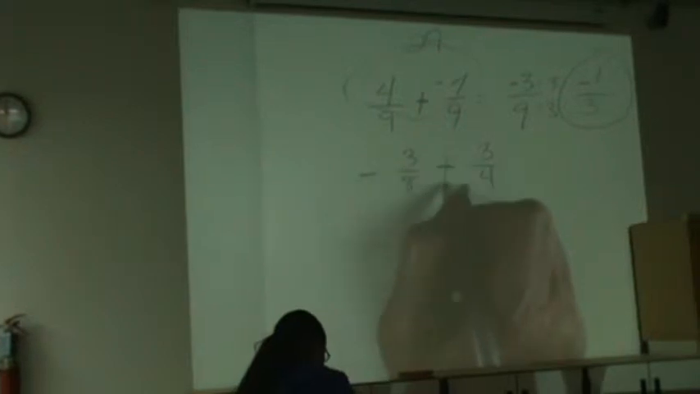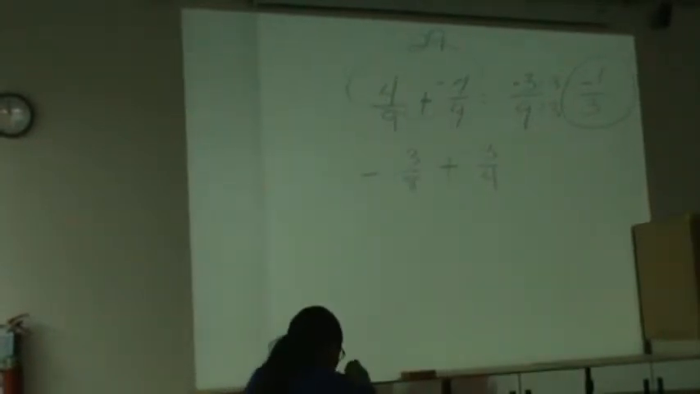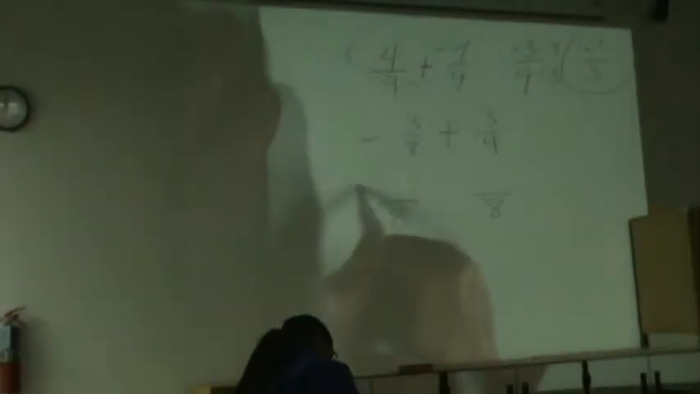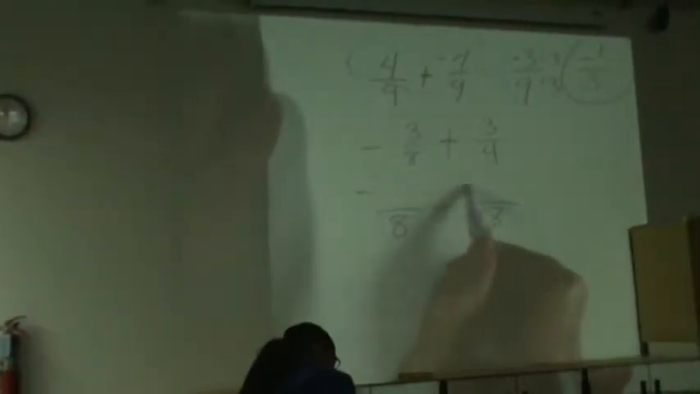Okay? Let's change that to addition. Instead of subtract this, we'll say plus a negative, right? Okay, now we still need to get a common denominator. Use those fraction rules. What is the common denominator of 8 and 4? 8. Okay, this is a negative, and this is a negative. Let's find out what the numbers are.